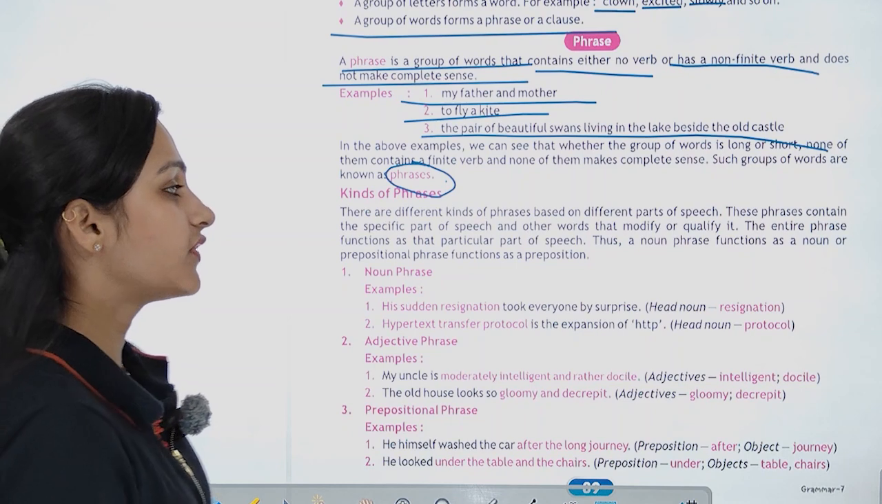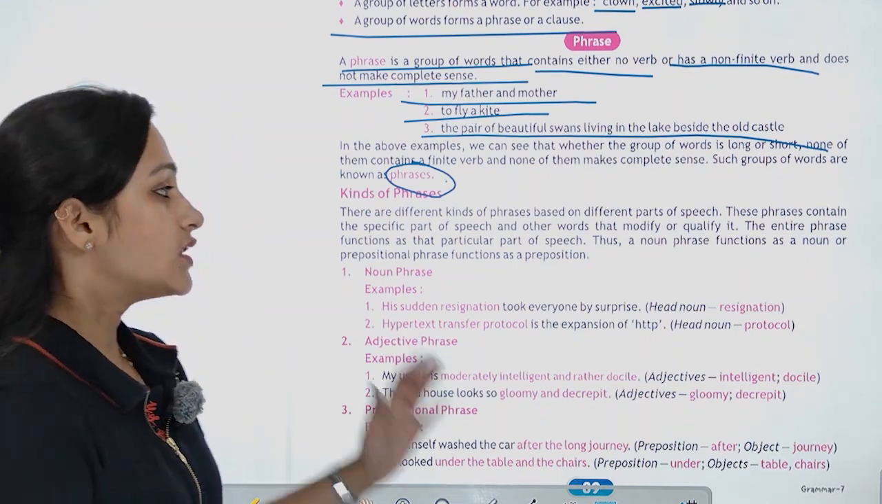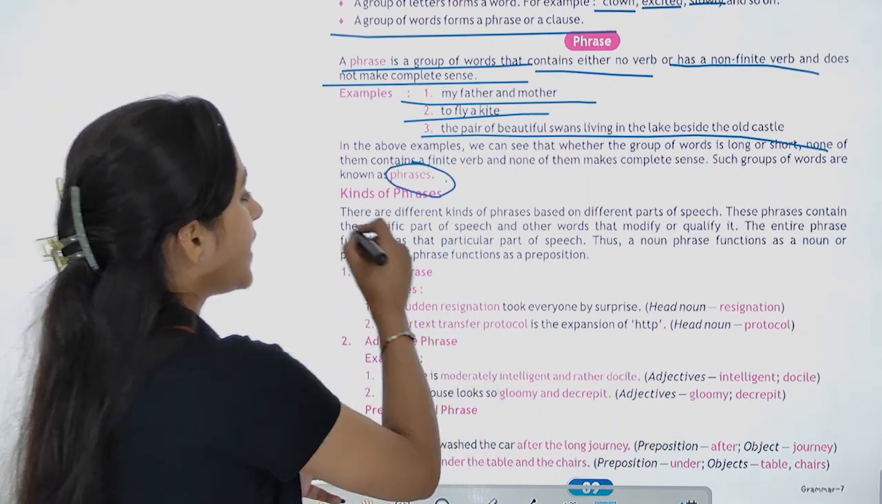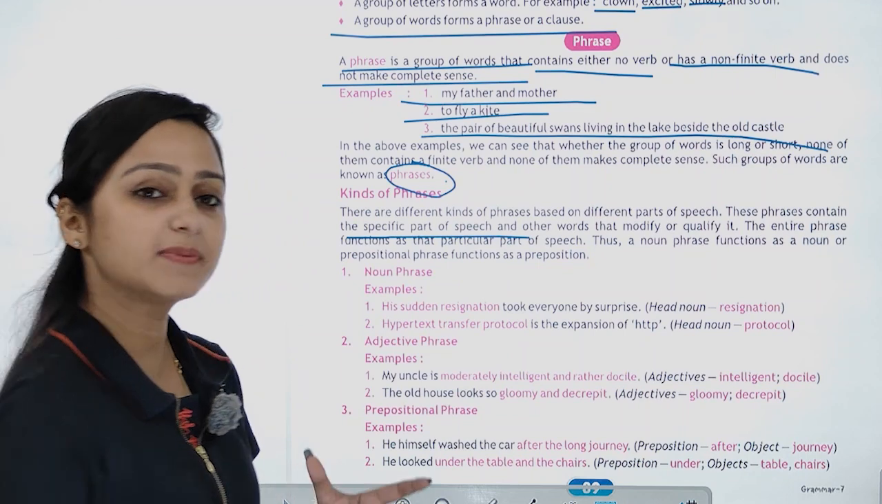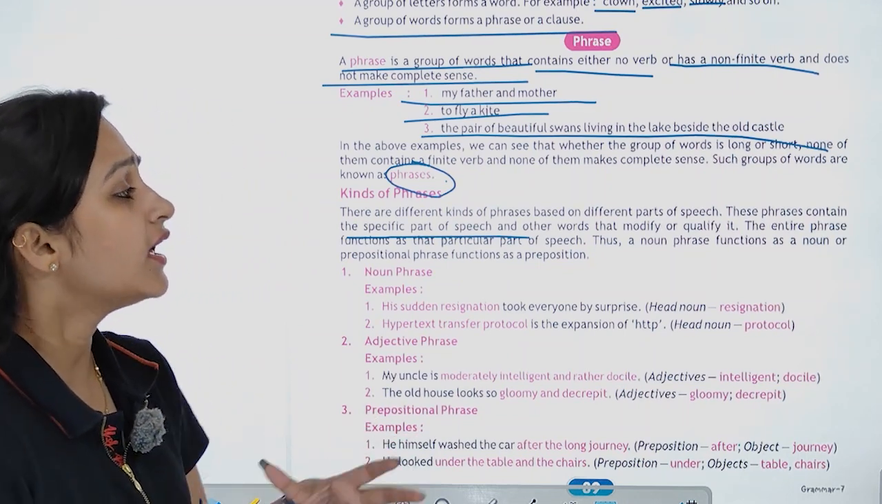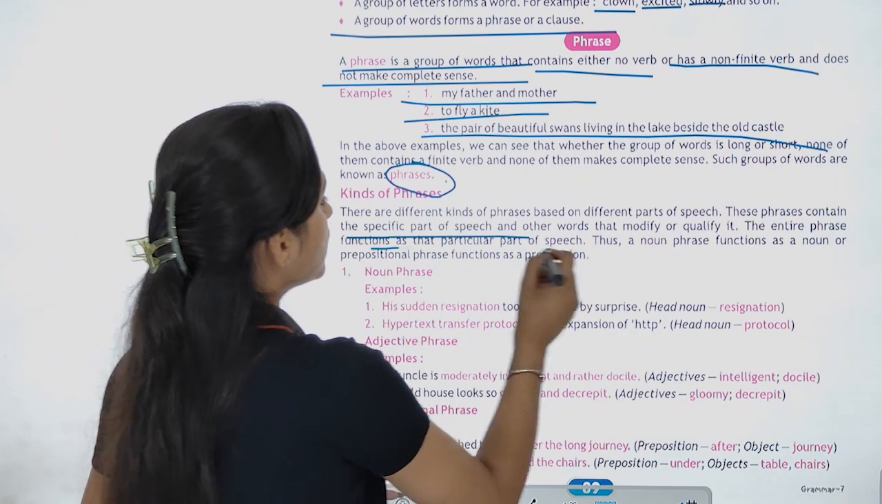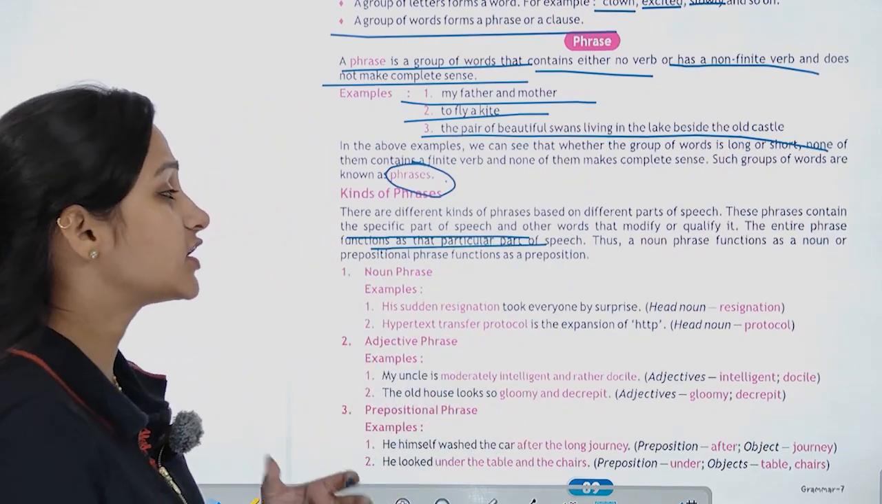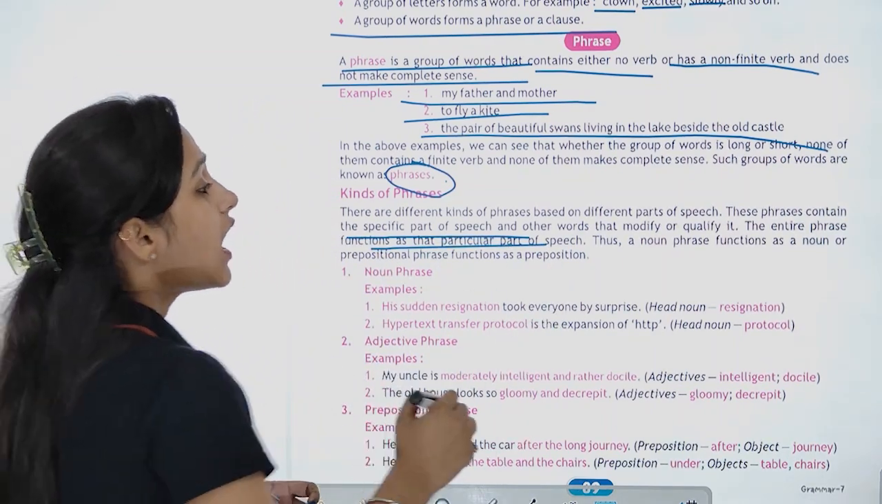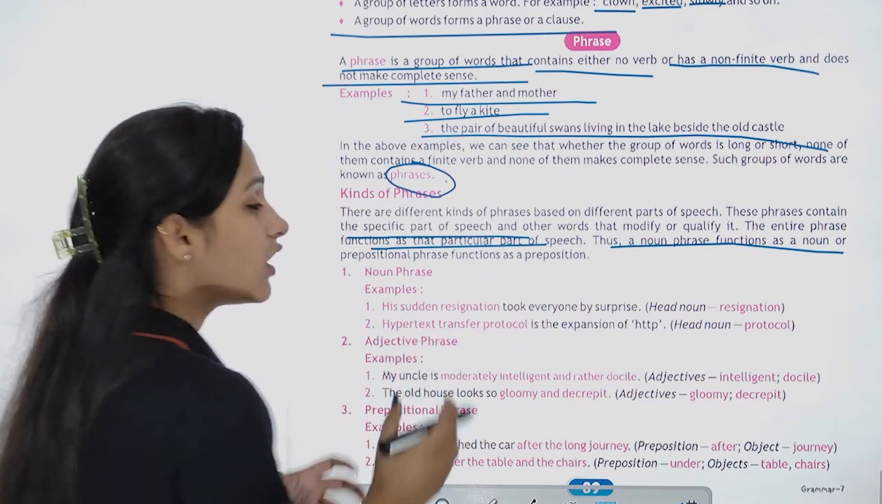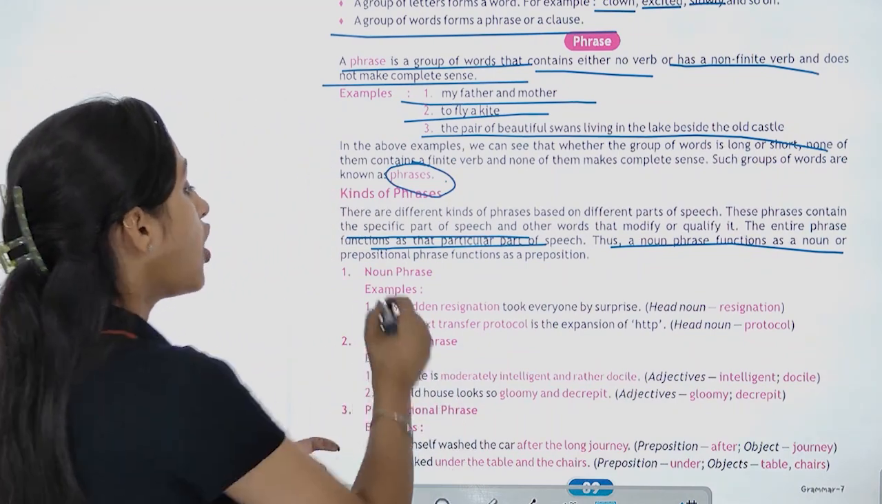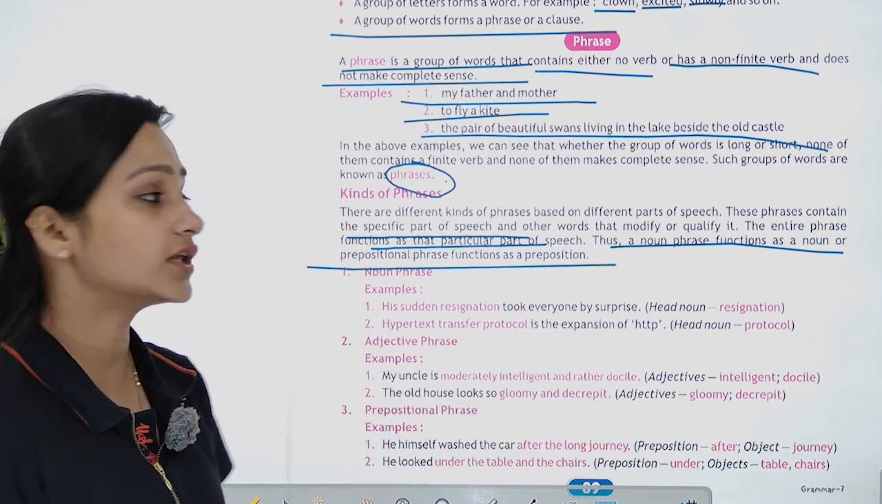Now kinds of phrase. There are different kinds of phrase based on the part of speech. These phrases contain the specific part of speech and other words. इनमें specific part of speech होती है, other words होते हैं that modify or qualify it. Like the entire phrase functions as the particular part of speech. जो entire phrase होता है function करता है particular part of speech की तरह. A noun phrase functions as a noun. एक noun phrase होता है noun की तरह function करता है. A prepositional phrase preposition की तरह.